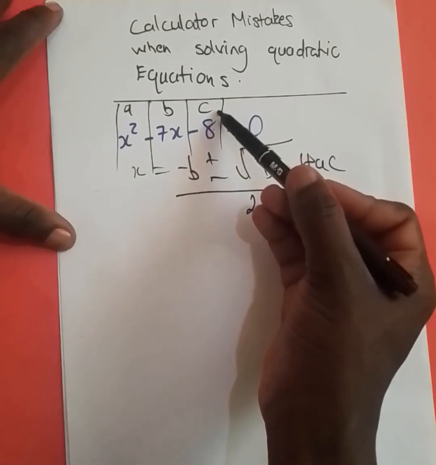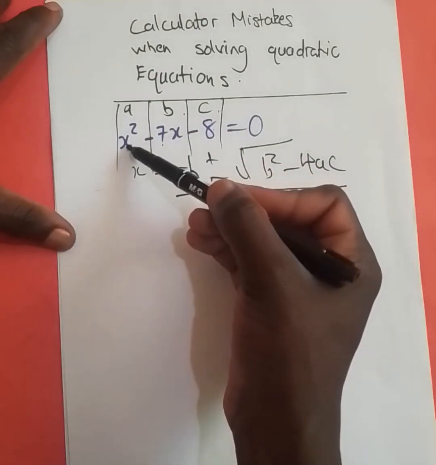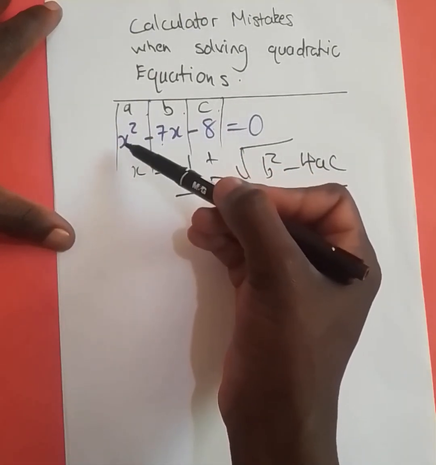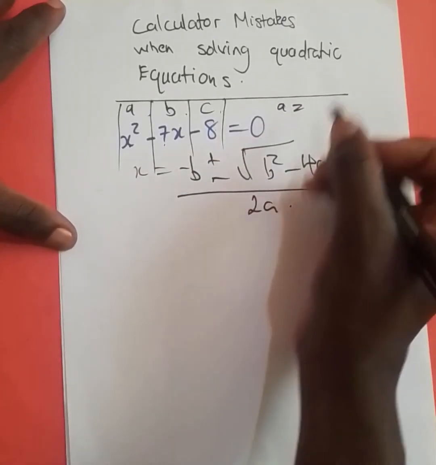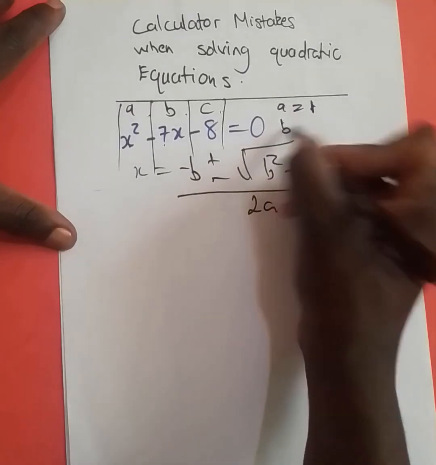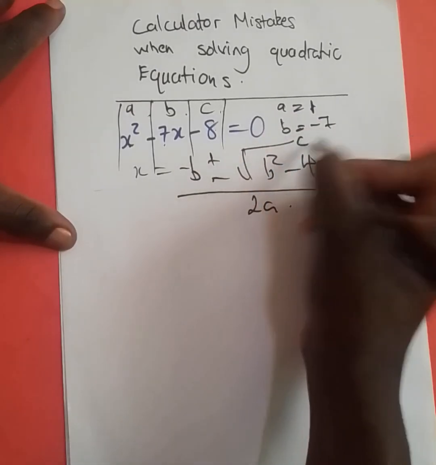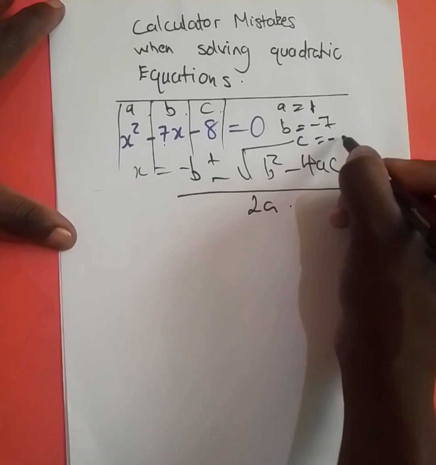Negative 8 is c, negative 7 is b, 1 is a. The coefficient of x squared here is 1, so 1 is equal to a. Therefore, a is equal to 1, b is equal to negative 7, and c is equal to negative 8.